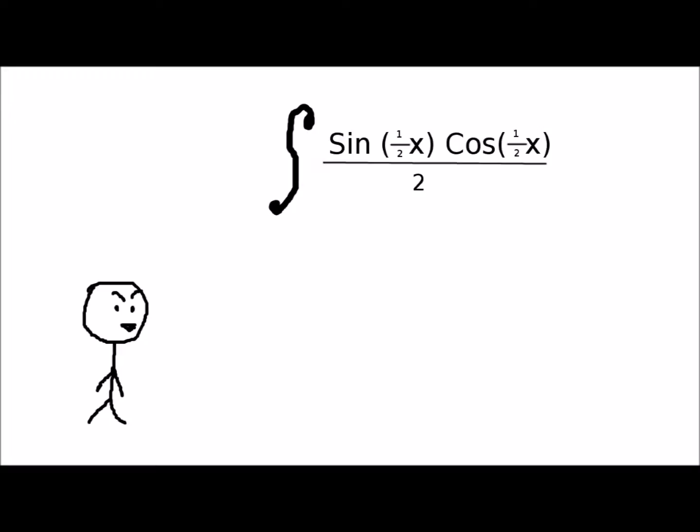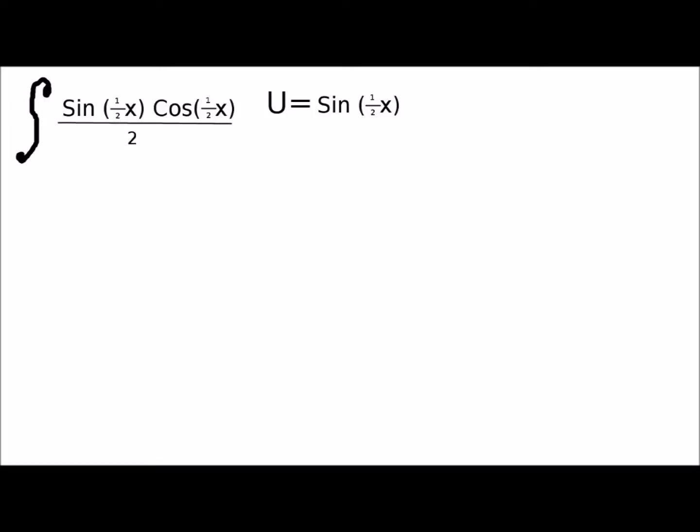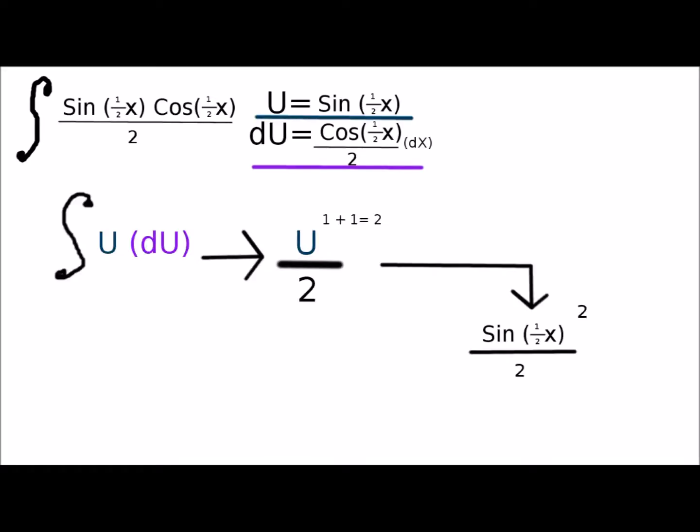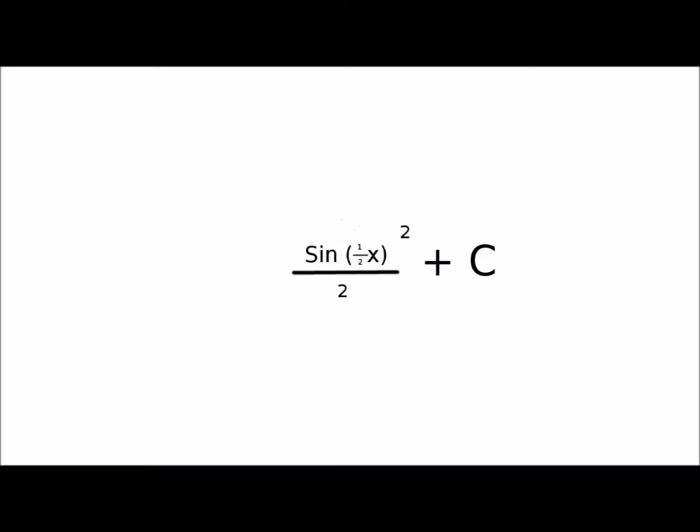The integral of sine of 1/2 x times cosine of 1/2 x all over 2. Now again, let's pick a part to use as u. Let's pick sine of 1/2 x, hint hint wink wink. Now we take the derivative to get du, and get a similar part of the equation. Now we replace everything with u and du, and integrate for u, and end up with sine of 1/2 x over 2 plus c.